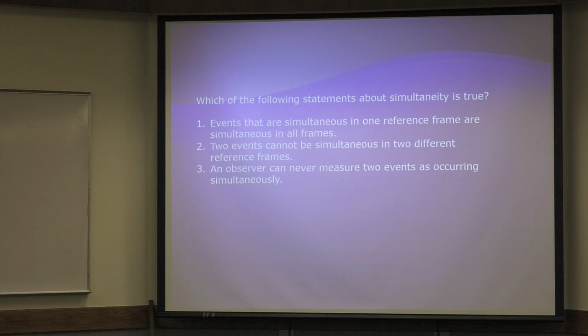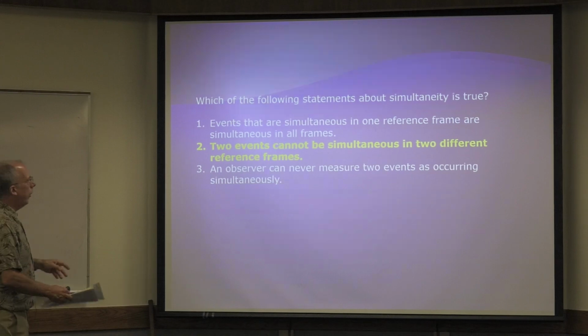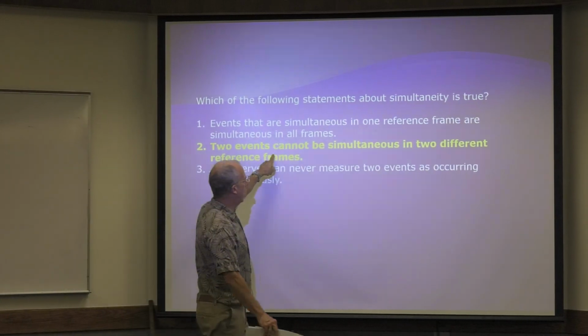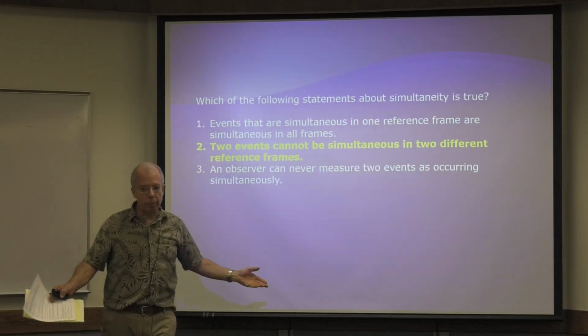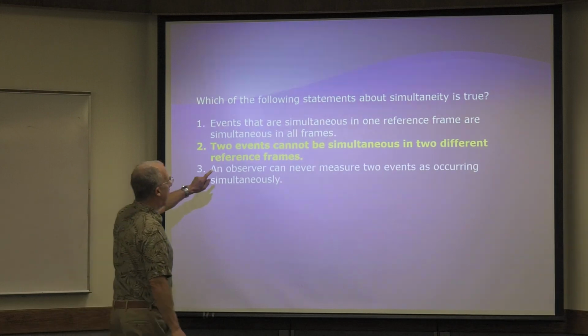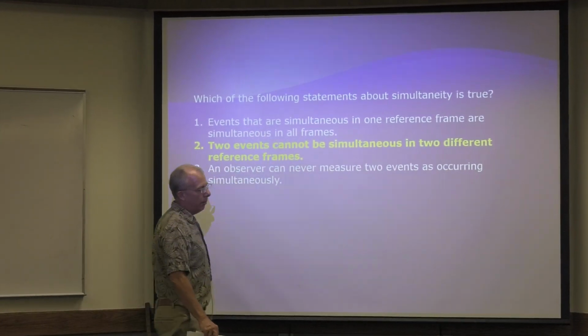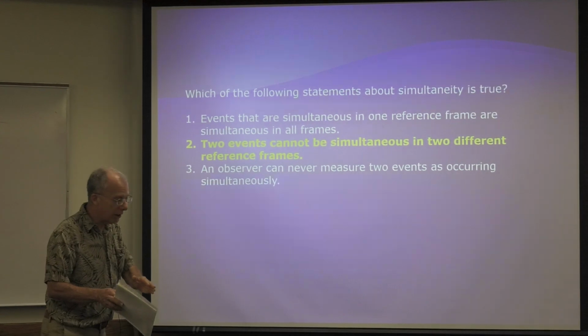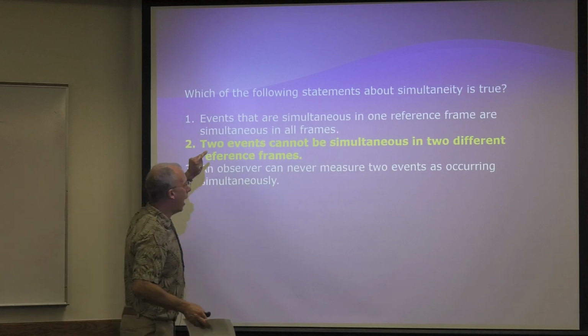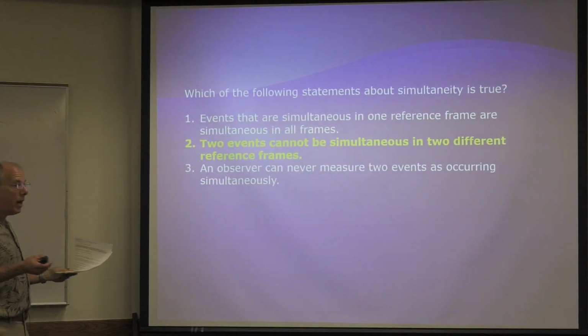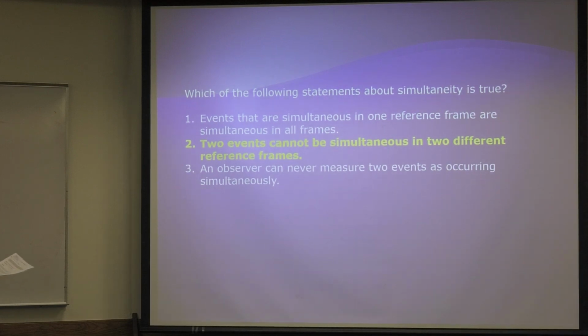All right, so which of the following statements about simultaneity are true? Everybody pause your video and read it and figure it out. Okay, you're back. Which are true? Two events cannot be simultaneous in two different reference frames. That's the whole point. They will be simultaneous in one reference frame, but if one reference frame is moving relative to the other reference frame, and that's what we mean by different reference frames, they cannot be simultaneous. That's weird, because we don't see that on the Earth, right?